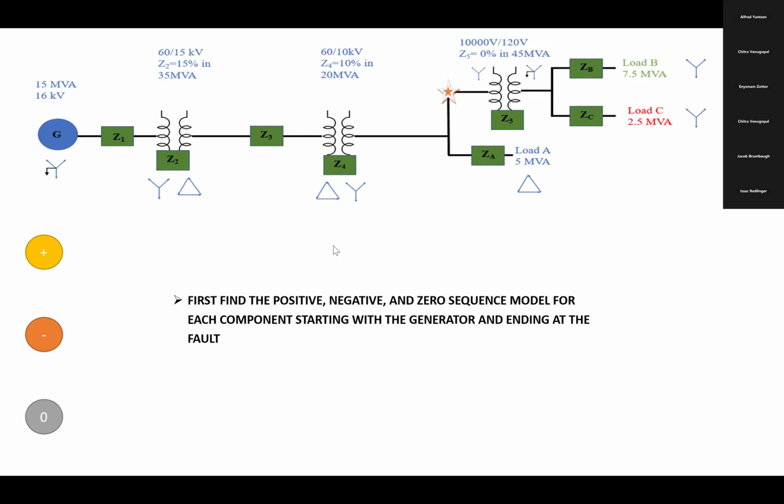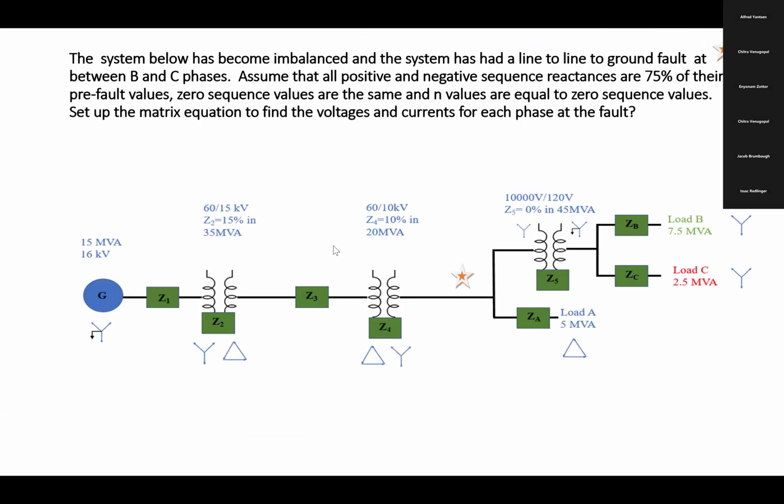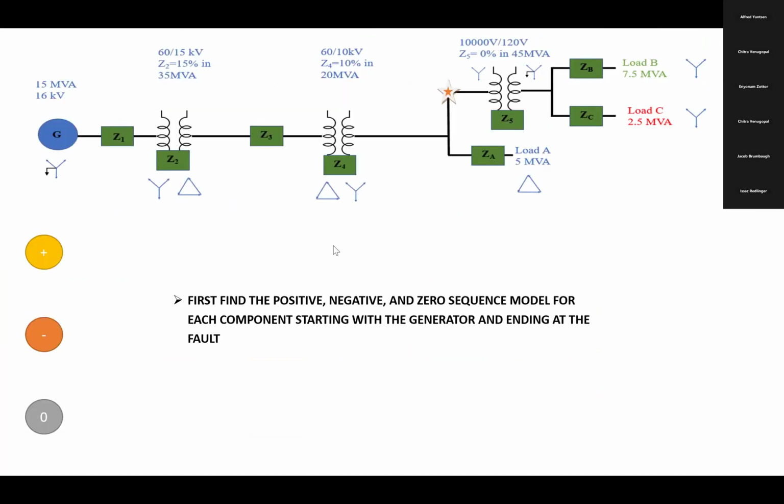Let's check one more time the problem. Assume that all positive and negative sequence reactances are 75% of the pre-fault value. Zero sequence values are the same and Zn values are equal to the zero sequence value. So it has got a zero sequence value. It says zero sequence values are the same and Zn values are equal to the zero sequence values. Okay. So we have to consider the zero sequence.